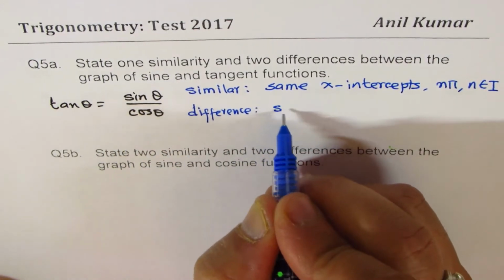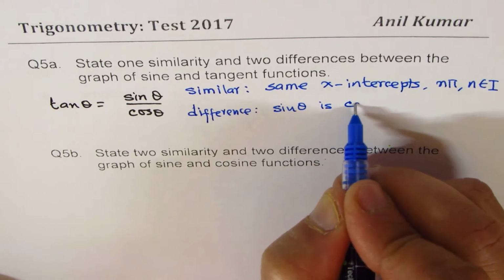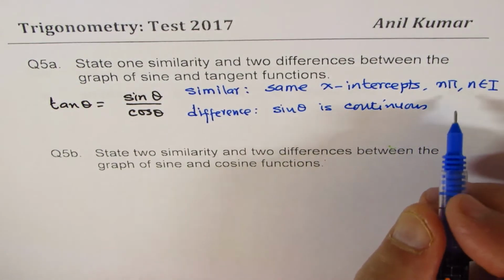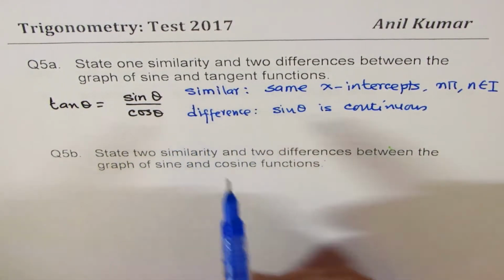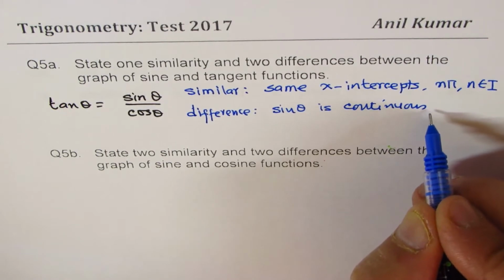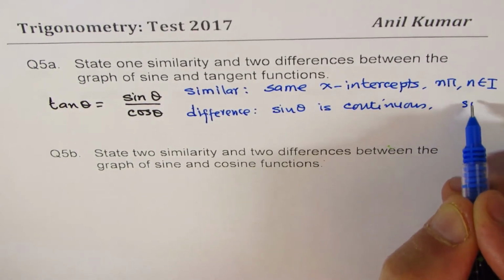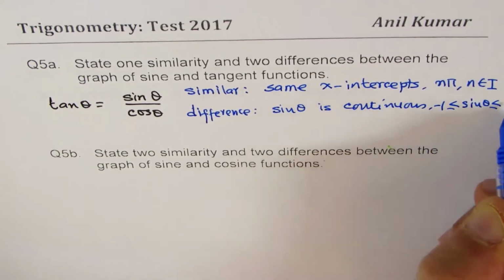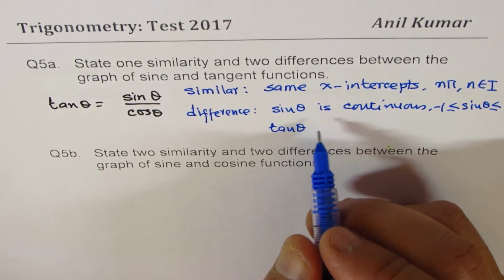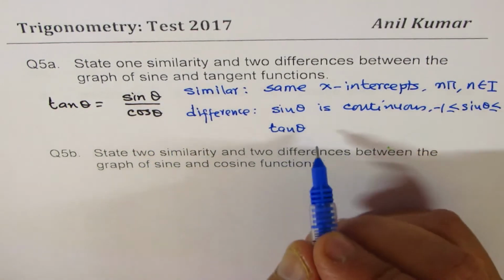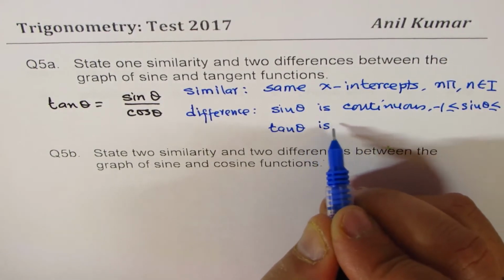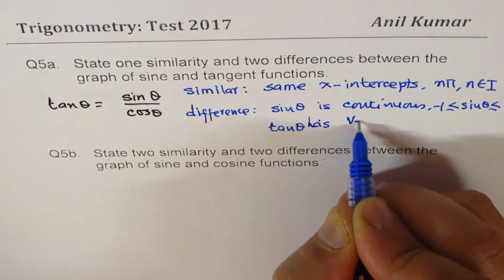As far as the differences are concerned, you could write many, right? So one of the differences is sine theta is continuous, and the value of sine theta is between plus and minus 1. On the other hand, tan theta is discontinuous whenever cosine theta is 0. Or you can say it has vertical asymptotes.